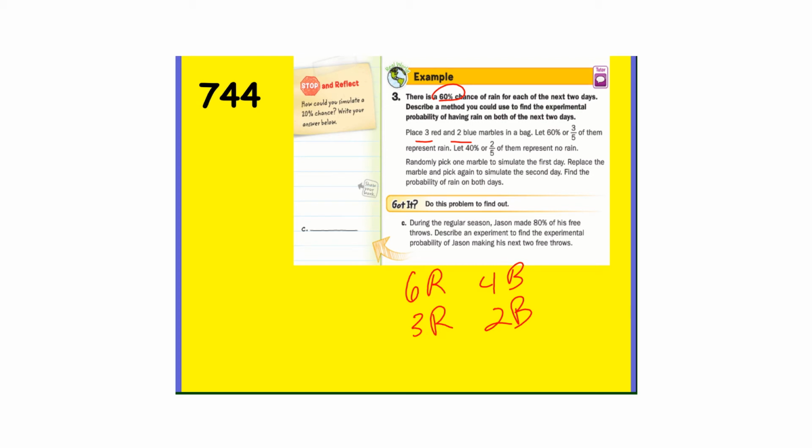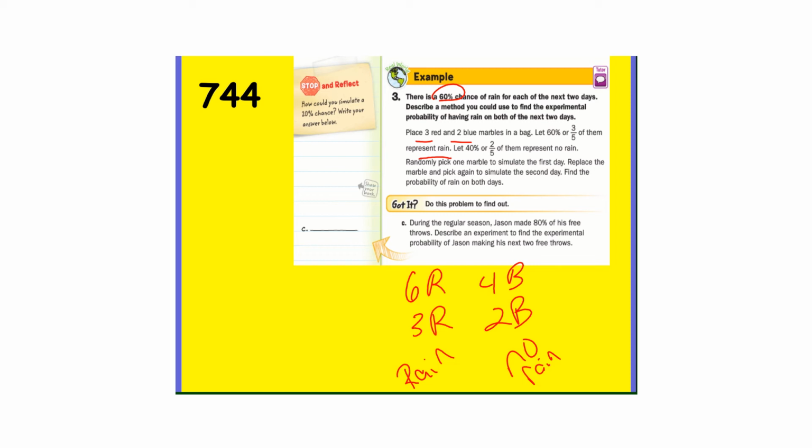So if 60% of them represent the rain, then the red means rain. And this means no rain. So you randomly pick one marble to simulate the first day, and you put it back, and then you pick out another marble for the second day.